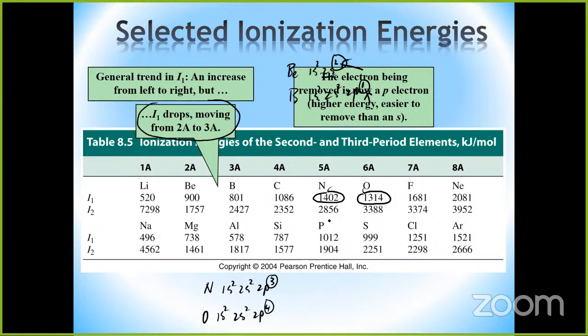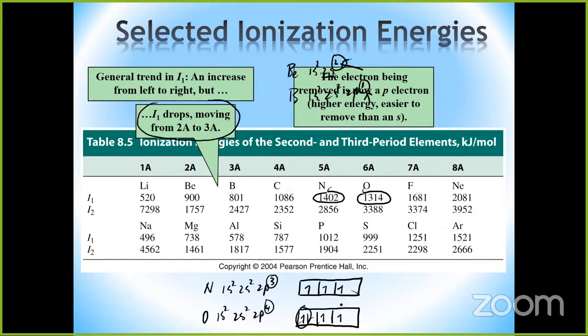Now, how does that explain this decrease? What I'm going to do here to explain that is draw boxes to represent the p orbitals, right? So in the case of nitrogen, this is how the electrons will be distributed among the 2p orbitals. In the case of oxygen, this is how the electrons are distributed among the 2p orbitals. All right? Now, how does this explain this? Well, you have two electrons occupying one p orbital, so there's going to be some repulsion between them. As a result of that repulsion, it is easier to remove one of those two electrons here.